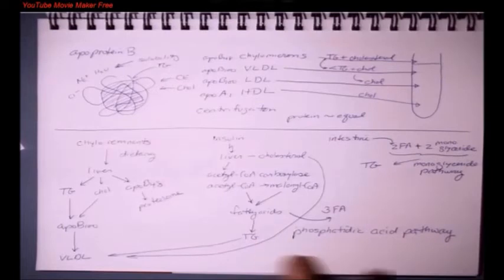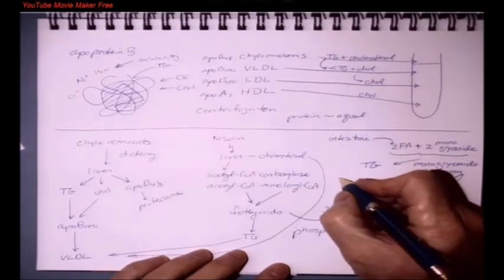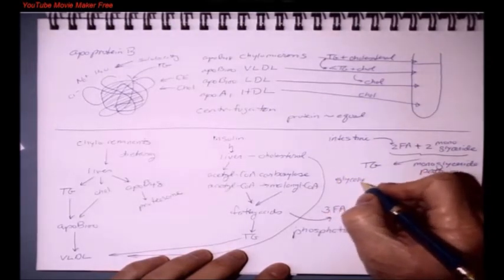But what we're missing here is a 2-monoglyceride. That's not present in the liver. But we do need the glycerol backbone. And so the glycerol backbone is going to come from glycolysis.